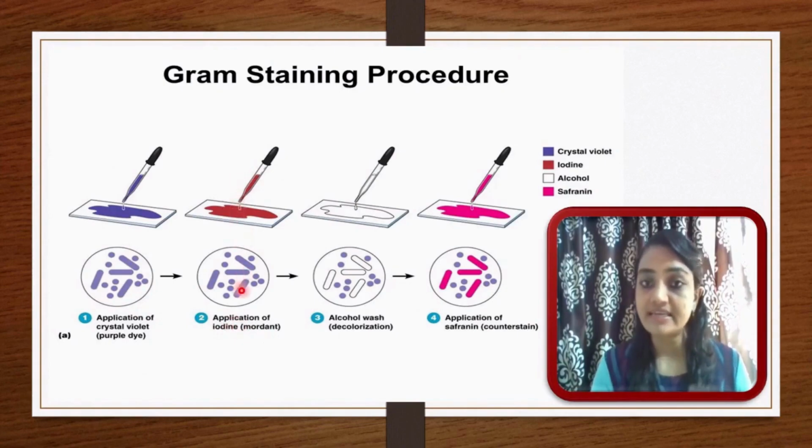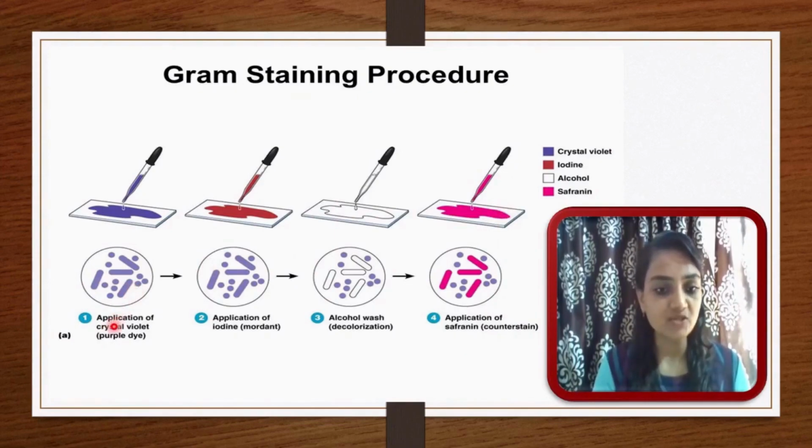Then in the next step you wash out the slide with the help of alcohol, and that is called decolorization. As a result, the slide will be decolorized. And then in the last step you apply safranin, which is a counter stain or second stain. After all this staining, let us see what you can observe under the microscope.